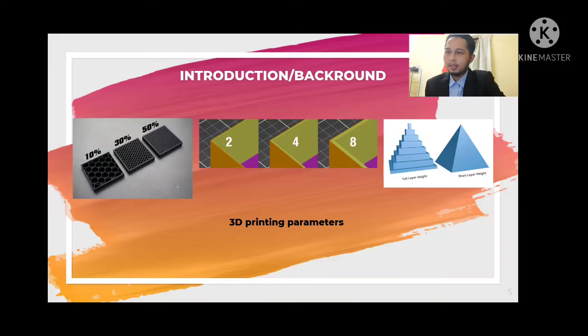FDM 3D printing parameters can significantly affect the mechanical properties of printed 3D models, the amount of time taken to fabricate, as well as the amount of material used. Examples of parameters are infill density, wall perimeter, layer height, infill pattern, and others. In this study, the former three parameters were studied.